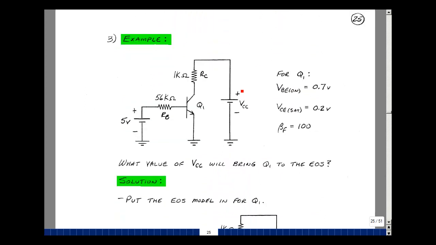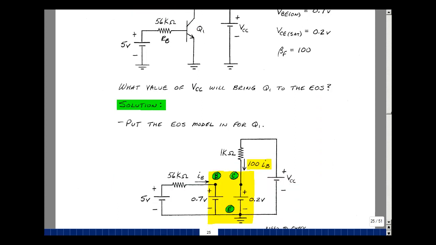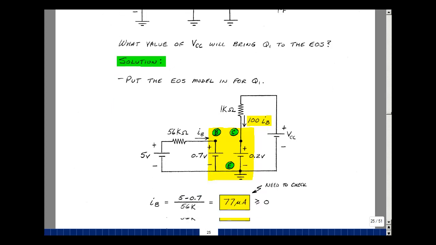Suppose that our battery begins to decay. In other words, the value begins to drop. Where is the edge of saturation? Let's put the model in for the edge of saturation for our transistor. We're going to replace this by its model. Between the base and the emitter, we'll have our VBE on of 0.7. Between the collector and the emitter, our VCE sat of 0.2. But now we're going to label that the current is 100 I sub B, in other words, beta F I sub B. I still need to check that the base current is positive, and then I can solve for the value of VCC.